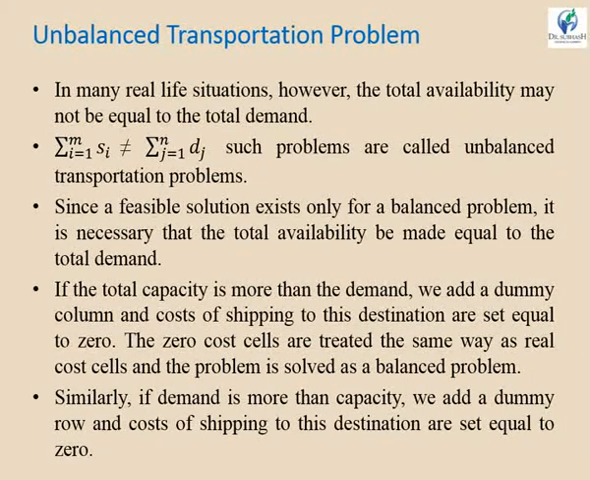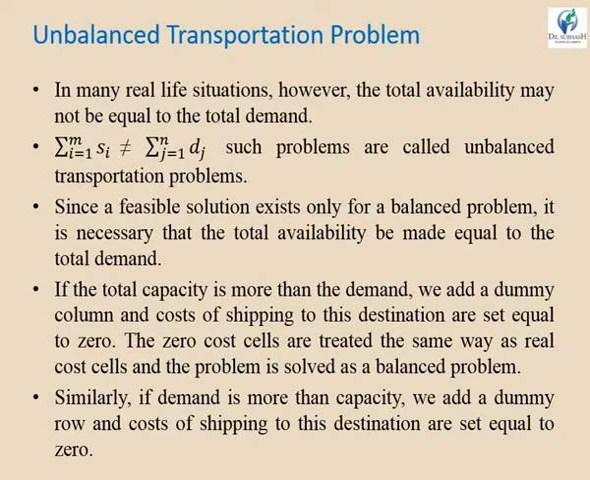But now in this case, unbalanced transportation problem, you can see in daily life or in real life problems, it may not be necessary that availability should be equal to the total demand. So in such cases where the supply and demand are not equal, such problems are called unbalanced transportation problem. This is the general form. Si stands for supply capacity of factory and Dj stands for demand of the destination points. So these both are not equal. So such types of problems are called unbalanced transportation problem.